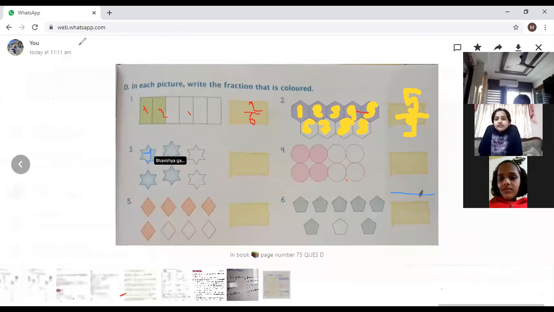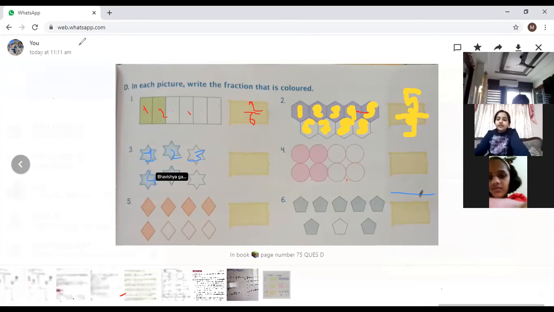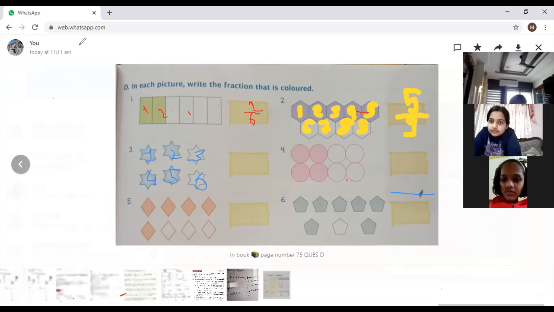Ma'am, 1, 2, good. 3, very good, Bhavishya. 4, very good. 5, yes. 6. Yes. Ma'am, in this, 4 are colored and 2 are not colored. Okay. So what will be the fraction? Ma'am, 4/6. Write down in the box. Very good. Excellent.